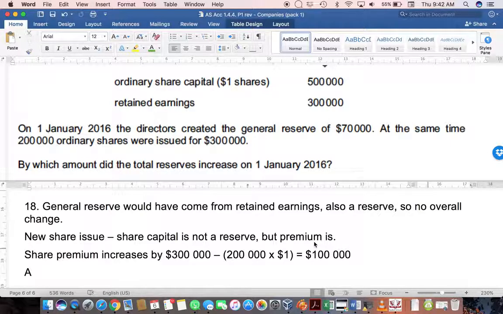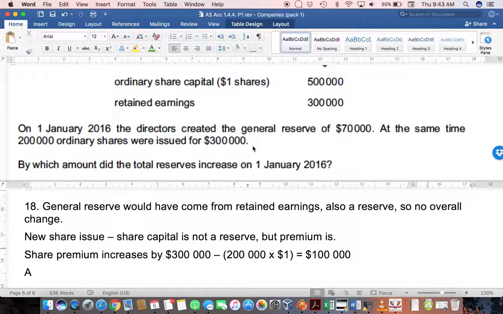So we need to look at the premium amount and see what that is. The premium, remember, is the difference between the ordinary share capital amount of $1 per share and the issue price, which in this case you can see was $1.50 because you received $300,000 for 200,000 shares. So the premium was then 50 cents, and 50 cents times 200,000 is $100,000.